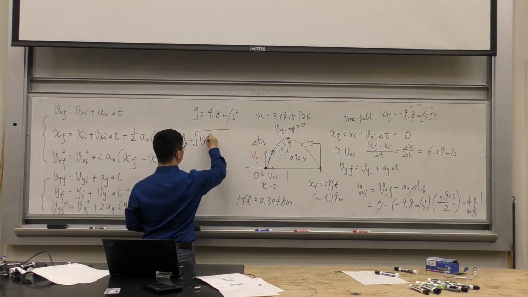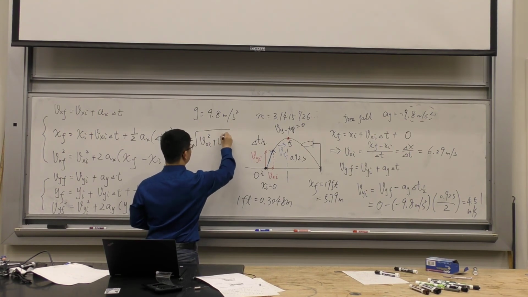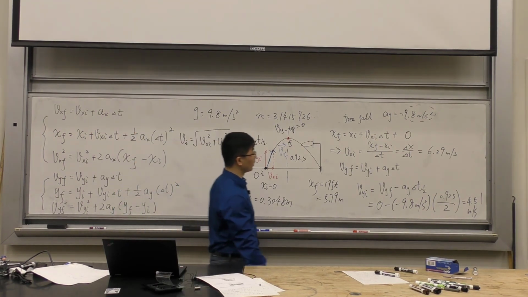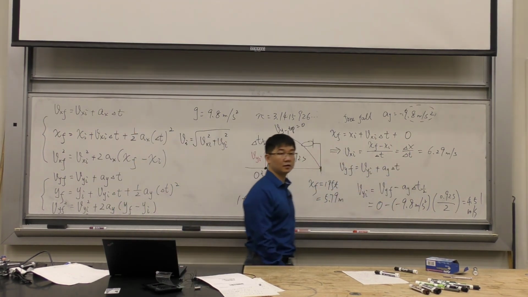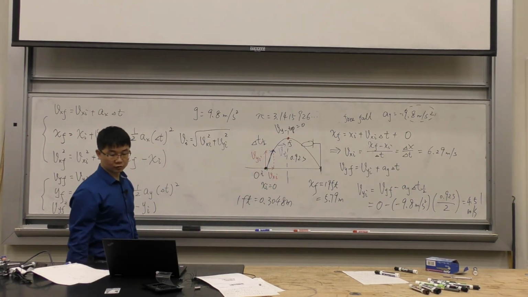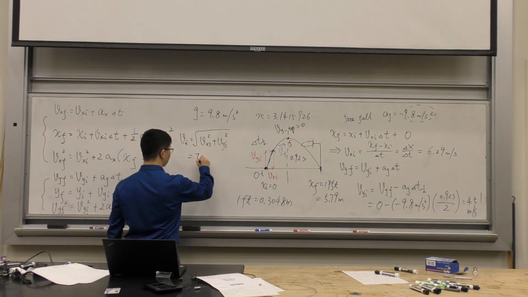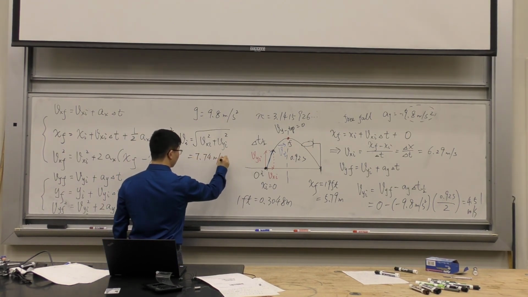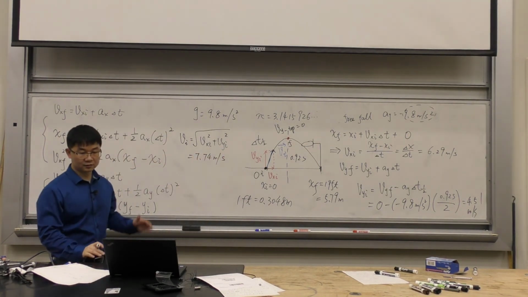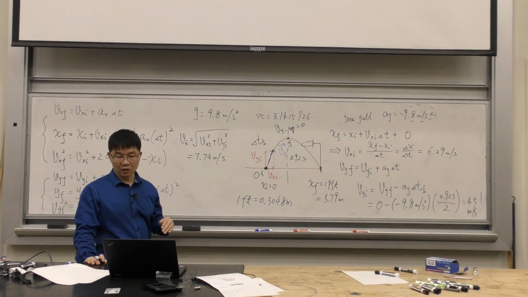X squared plus y squared, square root, right? I already found the Vxi, Vyi, square them and square root. What is the magnitude you got? The magnitude I got is this. Okay, so that's the magnitude of his takeoff velocity. What is the direction of his takeoff velocity?